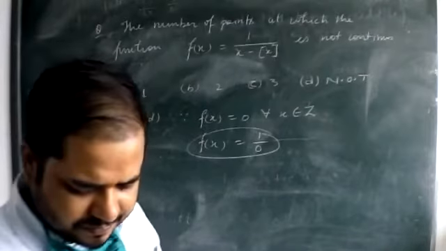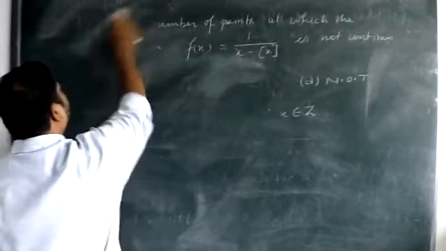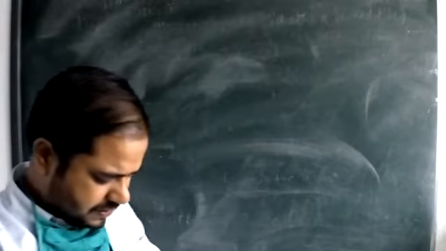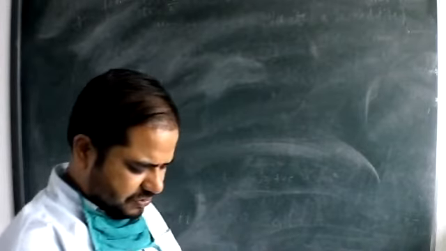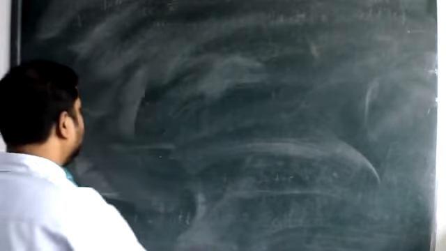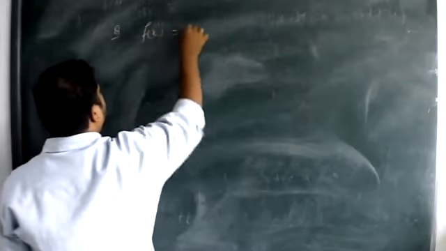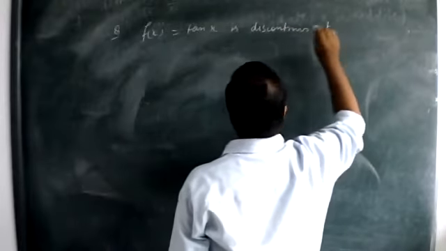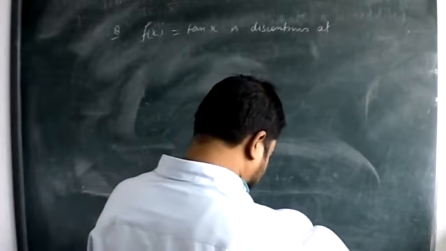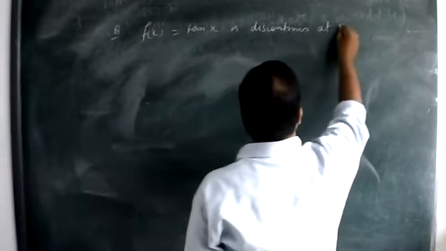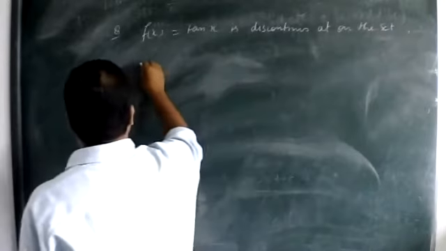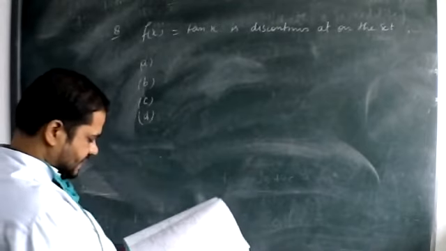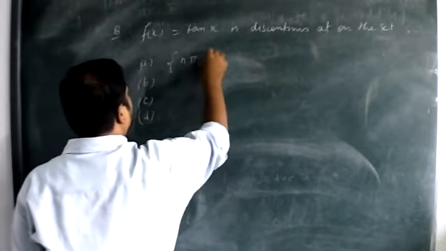Next question is, f(x) = tan x. We have given a function f(x) = tan x. The function f(x) = tan x is discontinuous on the set. First set, A: n pi for each n belongs to Z.